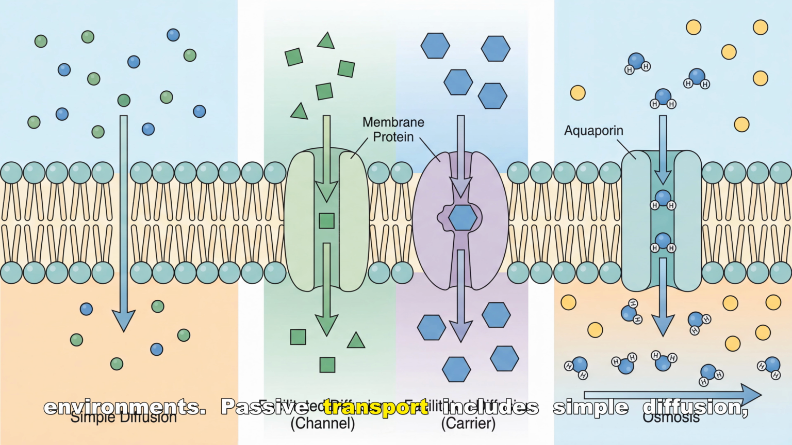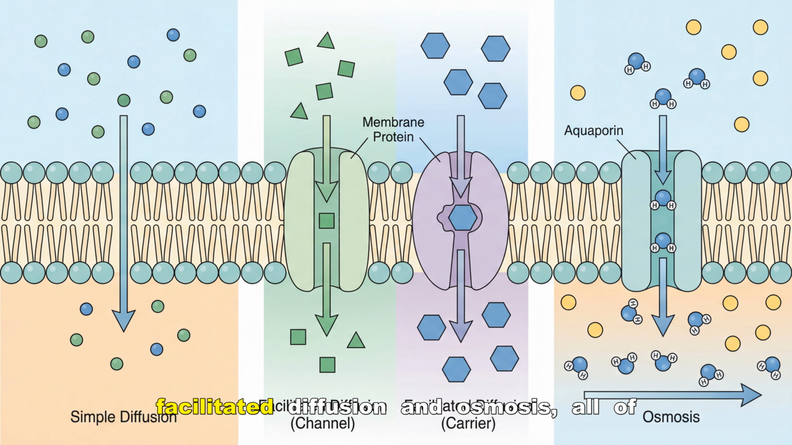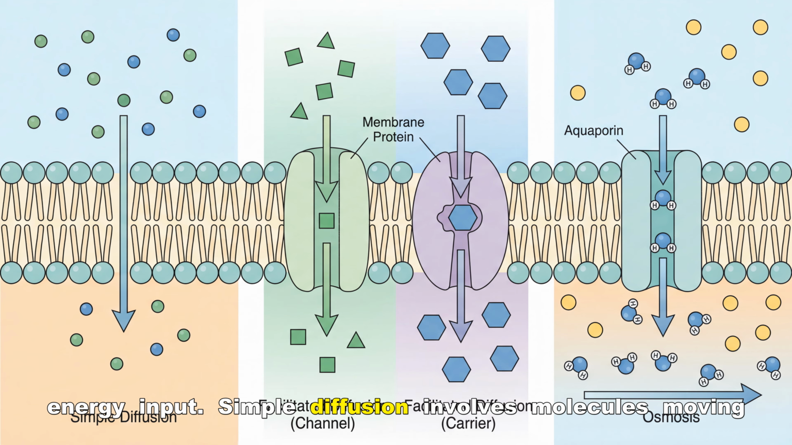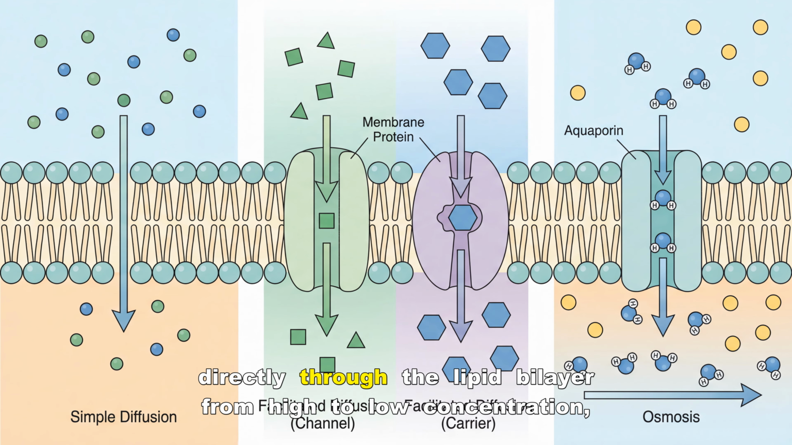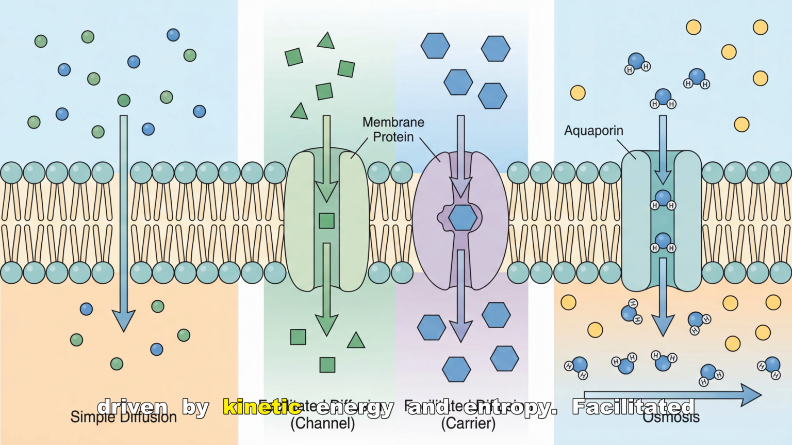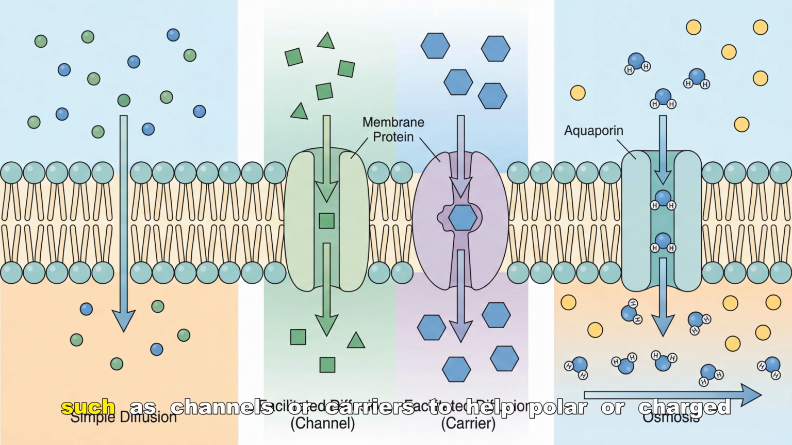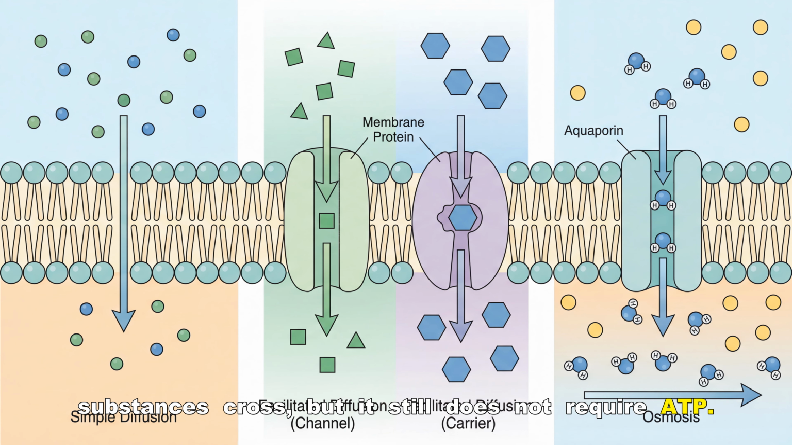Passive transport includes simple diffusion, facilitated diffusion, and osmosis, all of which move substances down their concentration gradients without energy input. Simple diffusion involves molecules moving directly through the lipid bilayer from high to low concentration, driven by kinetic energy and entropy. Facilitated diffusion, on the other hand, requires membrane proteins, such as channels or carriers, to help polar or charged substances cross, but it still does not require ATP.